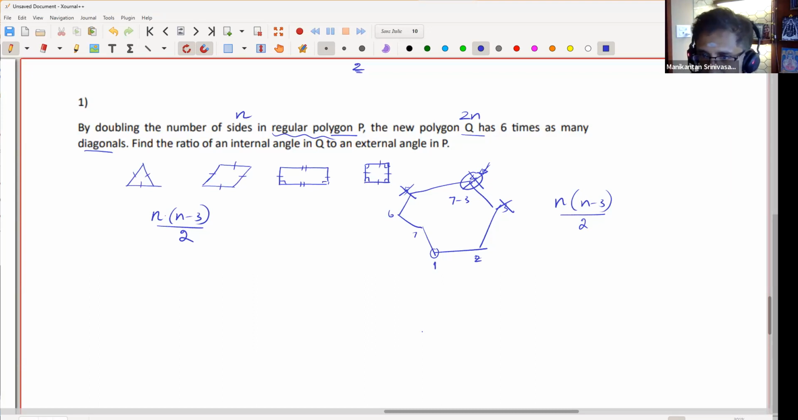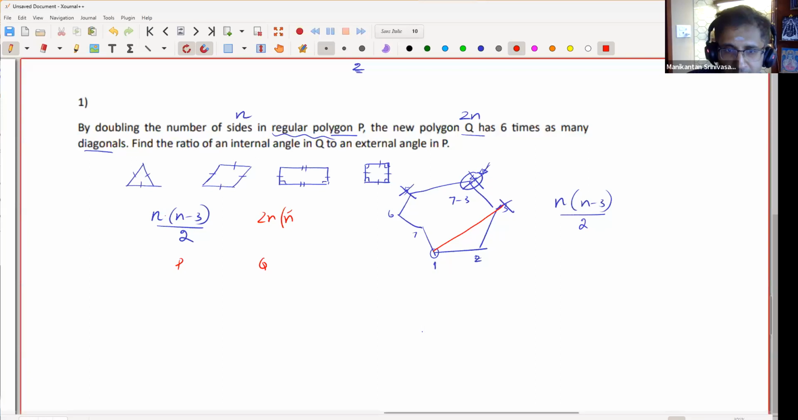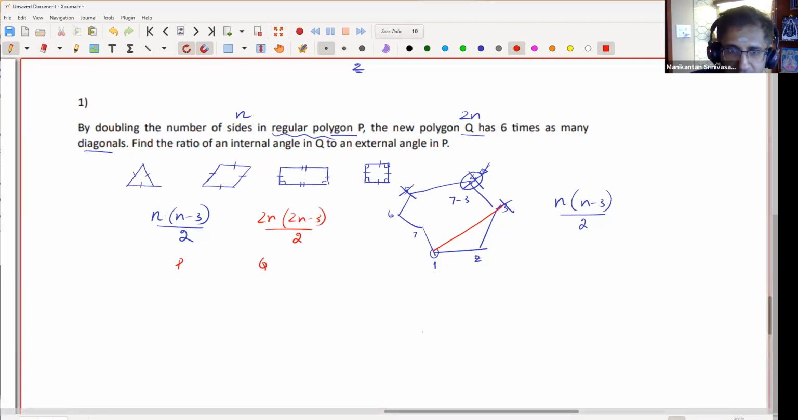And then like Rohan was saying at the beginning, every diagonal gets counted twice. For example, if I draw a diagonal from 1 to 3, 1 will count in its quota, 3 will also count in its quota. To avoid double counting, divide by 2. Okay, so in this case, n into n-3 by 2 is the number of diagonals for polygon P. And then for polygon Q, the number of sides is 2n. So 2n into 2n minus 3, divided by 2. Okay, now these two are related by the fact that the number of diagonals is 6 times. Now it's just simply solving this, right? So 2 gets cancelled.